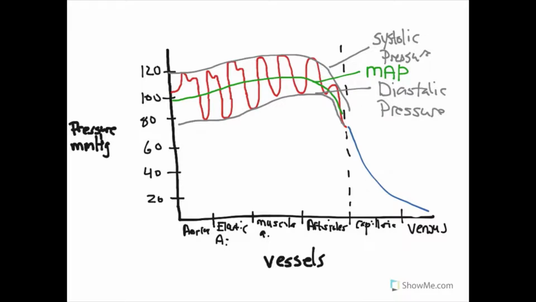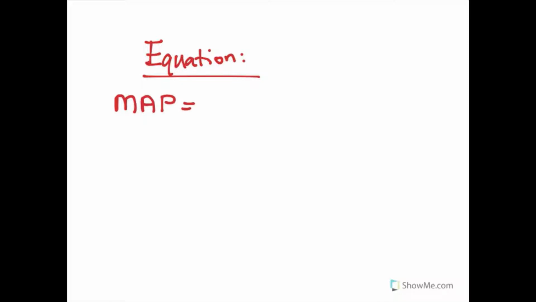So how do we get that value from a patient? How do we actually find a mean arterial pressure? Well, we need an equation. As always, there are some equations that we need to learn. One of these equations is that mean arterial pressure, or MAP, is equal to our diastolic pressure plus our pulse pressure over 3. So you're probably wondering, what in the world is this thing called pulse pressure?